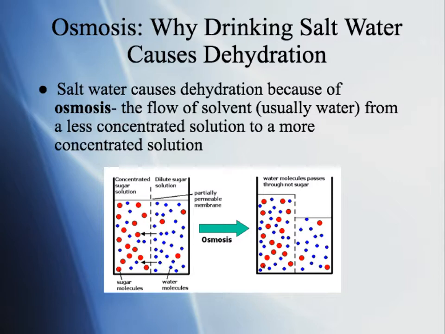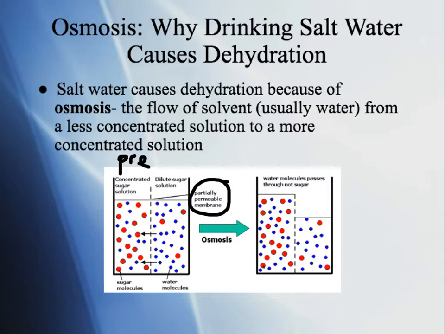Osmosis is the flow of solvent, and in most cases, that's water. So it's the flow of water going from a less concentrated solution to a more concentrated solution. If we take a look at this picture here, in the original pre-solution, we have two solutions that are divided by what's called a partially permeable membrane, or semi-permeable membrane. It allows water molecules through, but nothing bigger than a little water molecule.